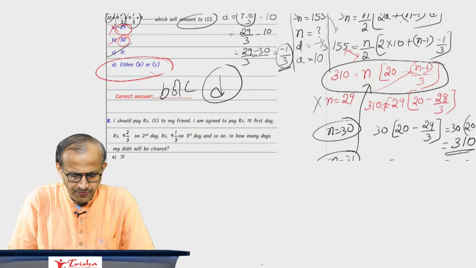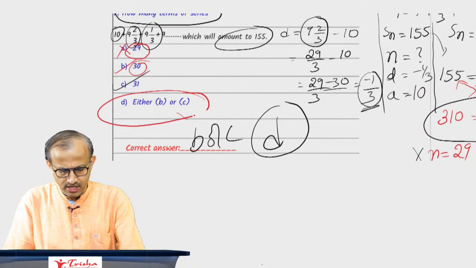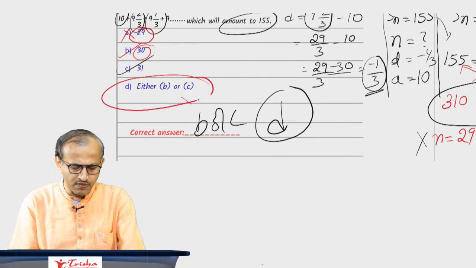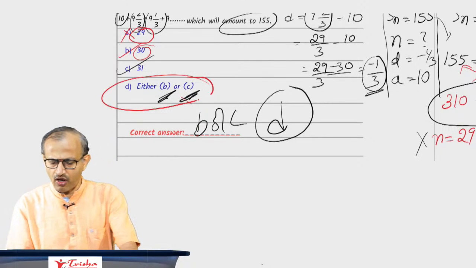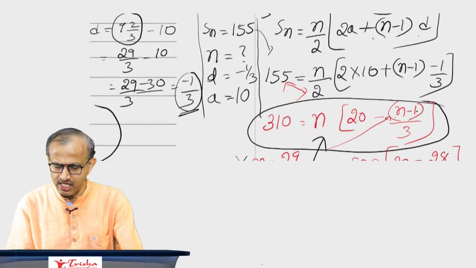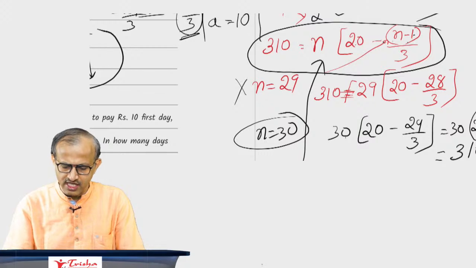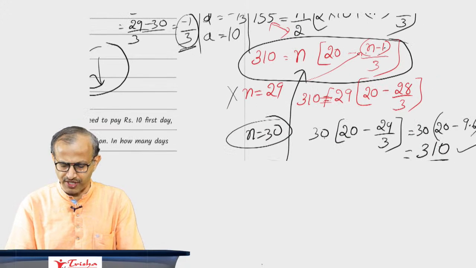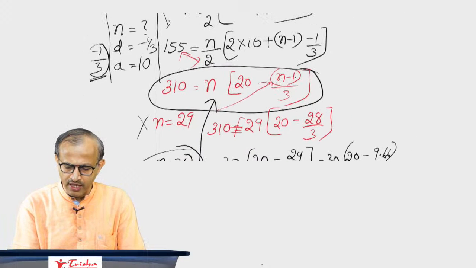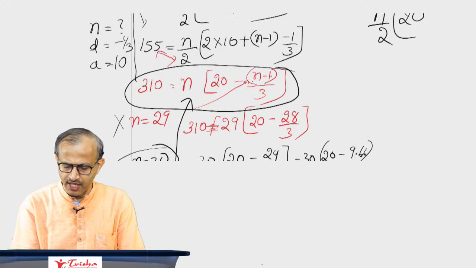Students, in this problem, the series is 10, 9 2 by 3, 9 1 by 3, etc. We know that the answer is B and C. Actually, why is it B and C? Listen carefully. What could be the reason? When you worked out, you got n by 2 into 20 minus (n minus 1) by 3 is equal to 310.